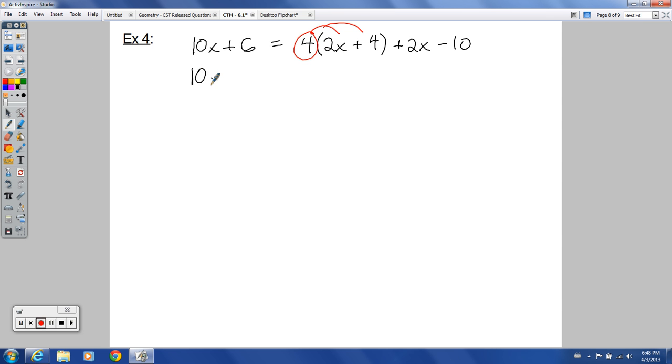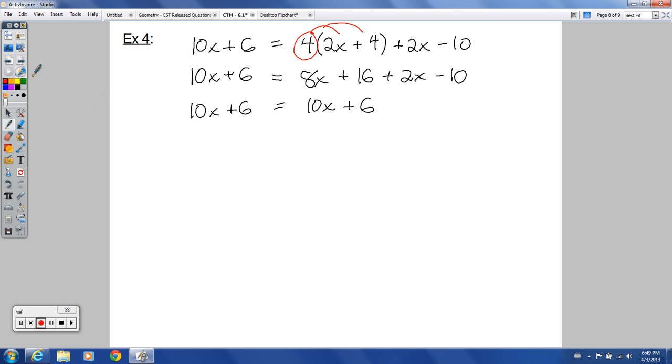So 10x plus 6, that's still what I got here. I can't combine any like terms on the left side. Here I've got 8x and a plus 16. There was a positive 4, so I multiplied everything by a positive 4. This would be 2x and minus 10. So now let's combine like terms on this side. I've got 10x plus 6 is going to equal 10x, and then 16 minus 10 would be plus 6.